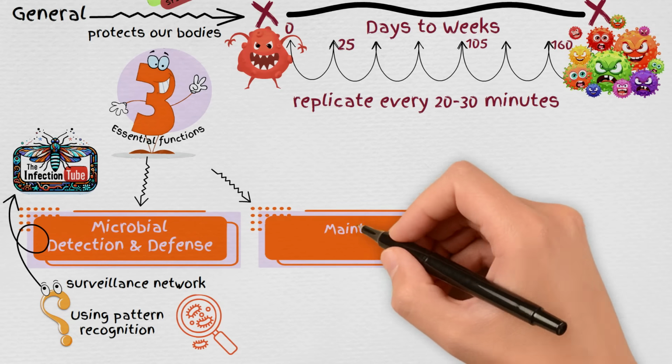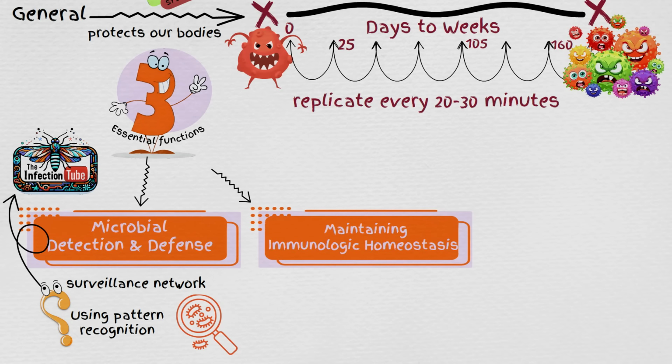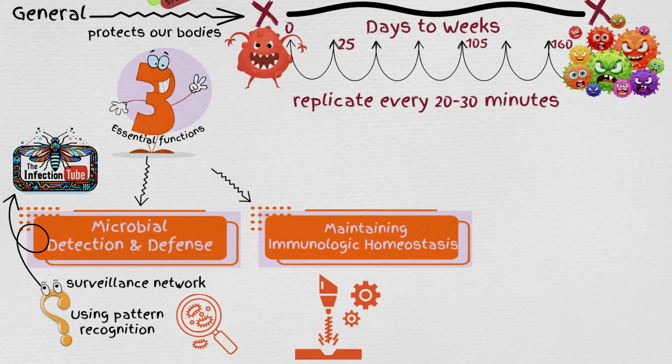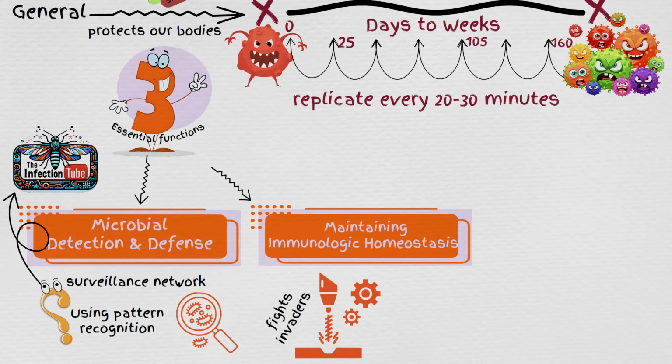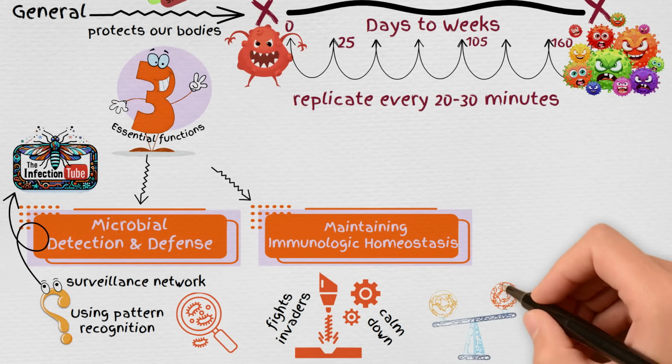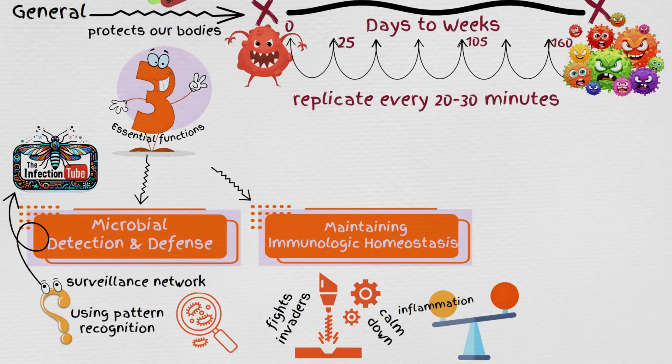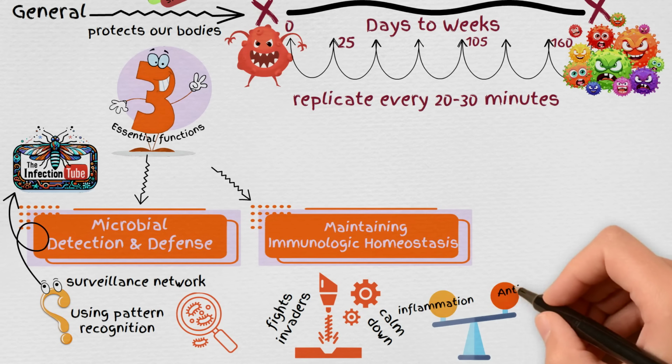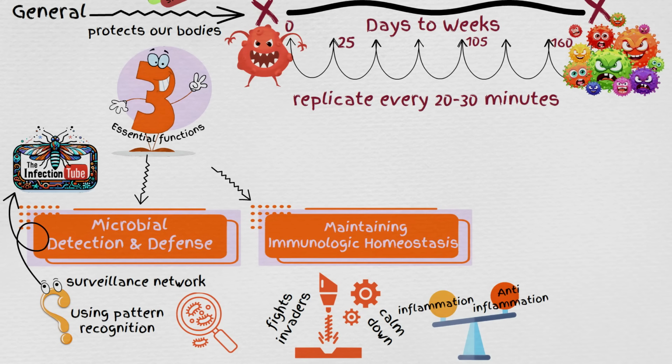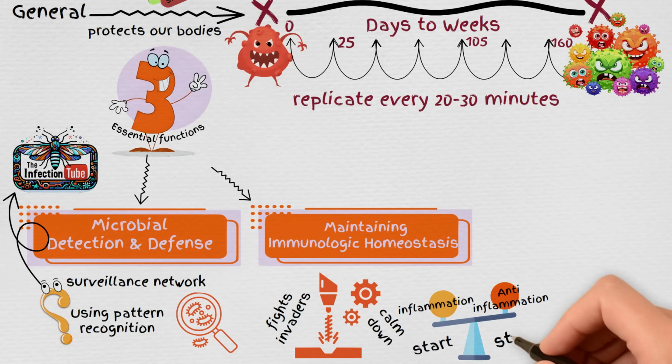Function 2. Maintaining immunologic homeostasis. Imagine a well-oiled machine that not only fights invaders, but also knows when to calm down. The innate immune system balances the body's pro-inflammatory responses, which fight off infections, with anti-inflammatory actions that help the body return to normal after the danger passes. In other words, it knows when to start and when to stop. This crucial balancing act ensures that our immune responses are strong enough to protect us, but not so aggressive that they damage our own tissues.